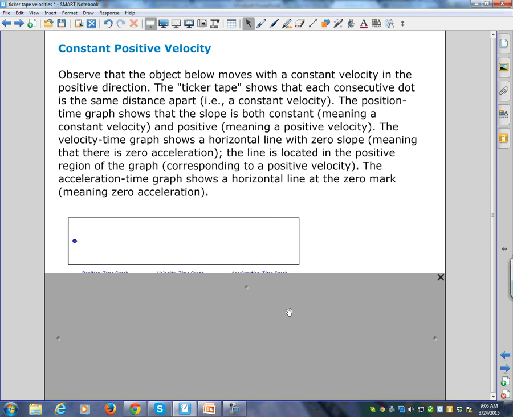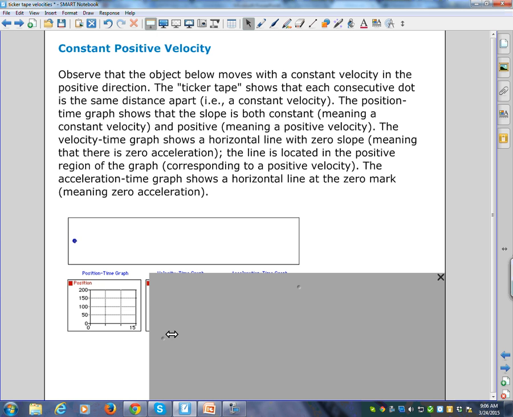So this is constant positive velocity, right? How do I know it's constant? Evenly spaced. How do I know it's positive? To the right, exactly. See, you guys know this stuff. What would the displacement time graph look like, do you think? Straight or flat? Well, they're different. Flat? Straight? Flat? Uh-oh.